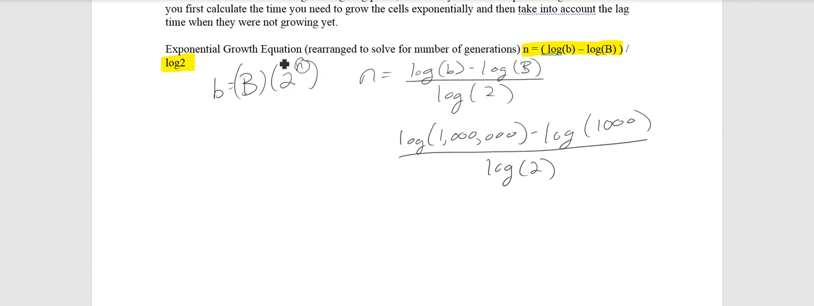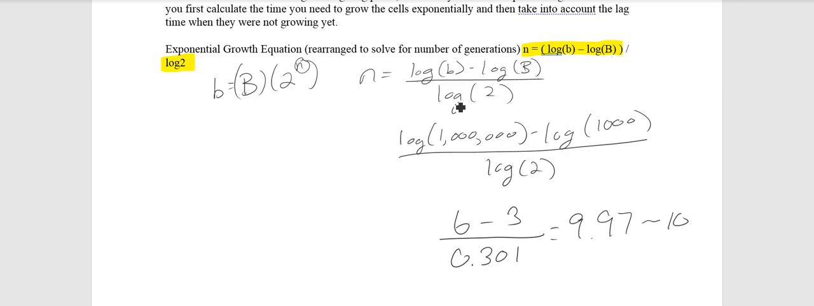And so instead, if you just plugged in log of 1 million, you would get 6. Okay. Minus the log of 1,000 is 3. And the log of 2 is 0.301. So then we just do that math, and you're going to get 9.97, which realistically you could round to 10.